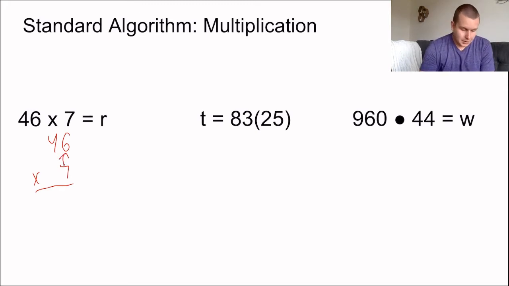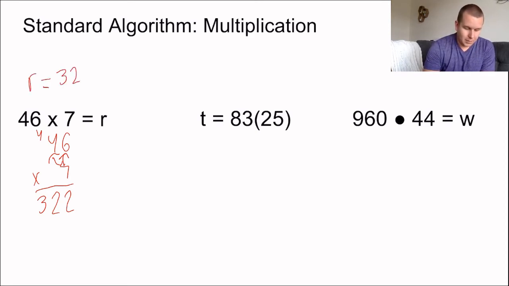So I'm looking at the ones place, and I'm going to draw arrows to these numbers, okay? So 7 times 6, that would give me 42. And then 7 times 4 would give me 28, plus 4 would give me 32. Now, something that I notice is that we only have a ones place, so we don't have a chance to move on to the tens place. So our answer would be 322. Okay, so R would equal 322. Pretty easy. Let's move on to a little bit of a harder problem.